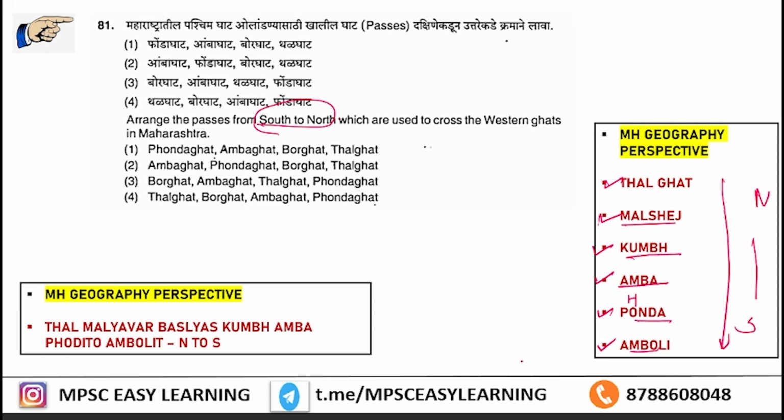But here they have asked you south to north. Okay, so Amboli, is there Amboli anywhere? No. Fonda, do we have Fonda? Yes. So Fonda Amba Borghat Thal Ghat, Fonda last, Thal first. So this is our answer.